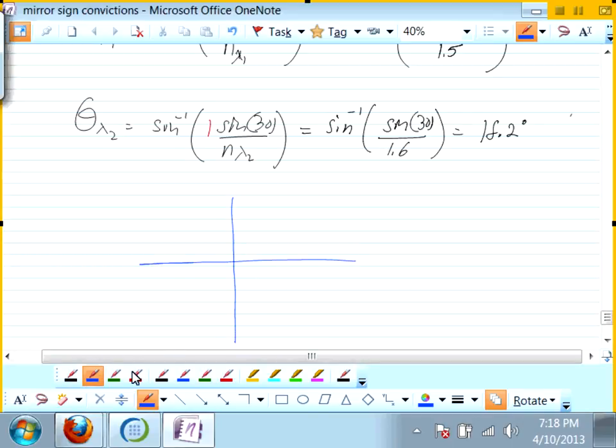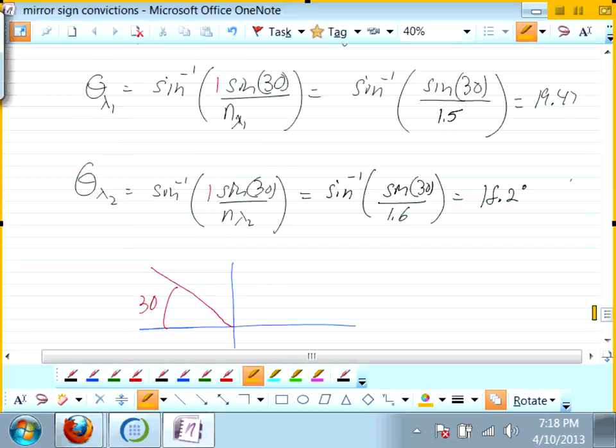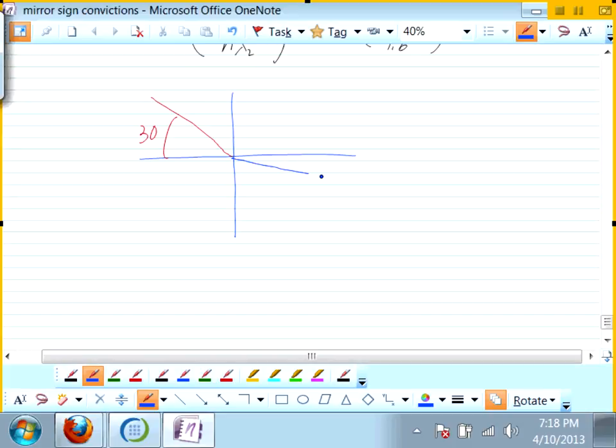So just to emphasize this one last time, here's our surface. So our bichromatic light ray comes in at 30 degrees. And then it splits up into two parts, 18.2 and 19.47. This is the 18.2. That's the 19.47.